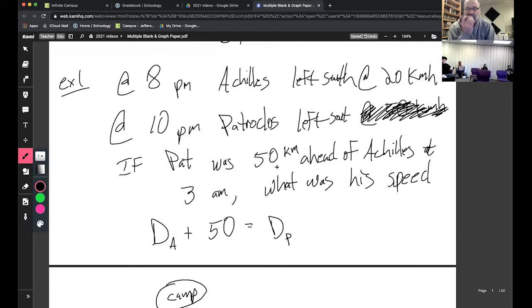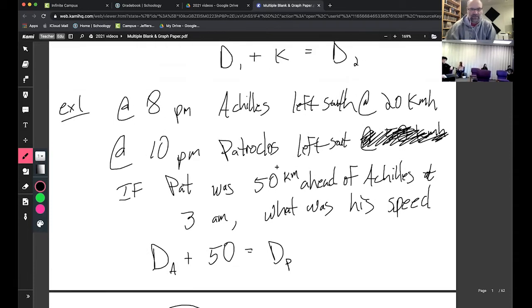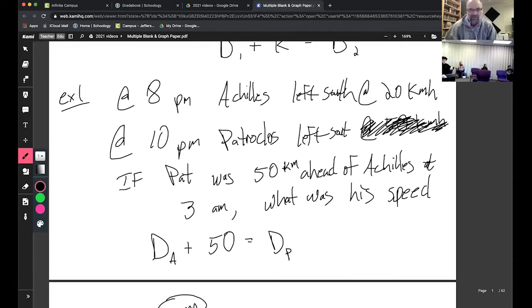So remember, we have a scenario where the distances are equal to each other. We have a scenario where they both add up to a constant. And then now this scenario is that one of them is a constant apart or ahead or more. Okay, so let's find some R's and T's here. So the only rate we know is Achilles' rate is 20. We know both of the times because they left at 8 and we want to know what's happening at 3.